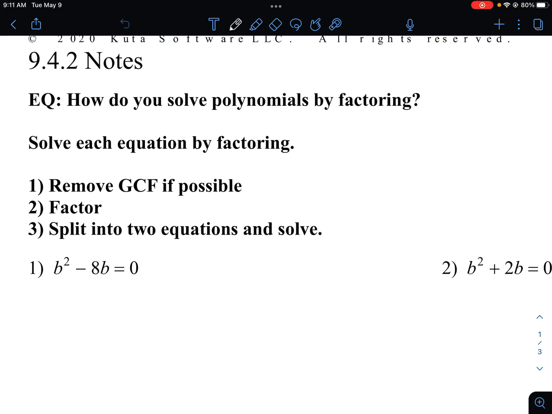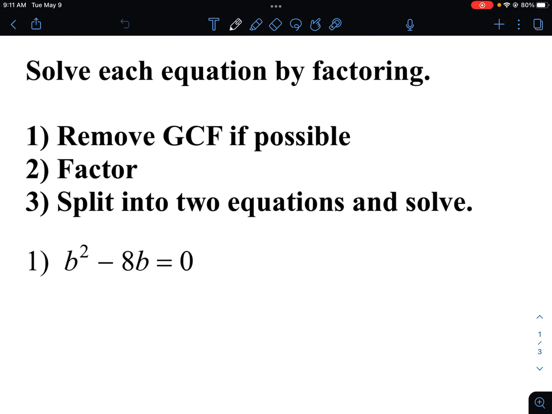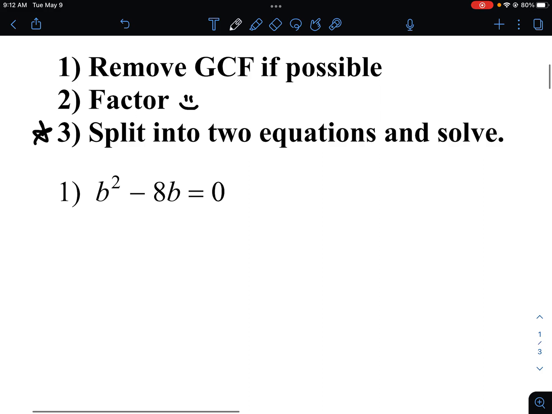So, how do you solve polynomials by factoring? This is an extension of factoring, and it's really not too bad, but you are going to need to use your factoring skills. Step 1, remove the GCF if possible. Step 2, factor, just like our last lesson. And the new thing really is splitting into two equations and solving. So, let's look at an example here.